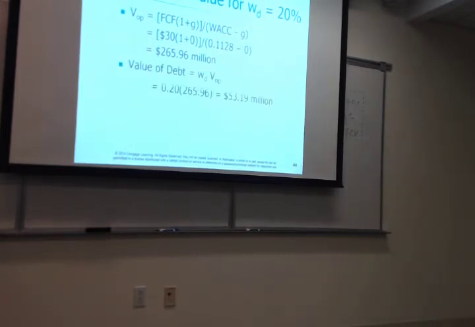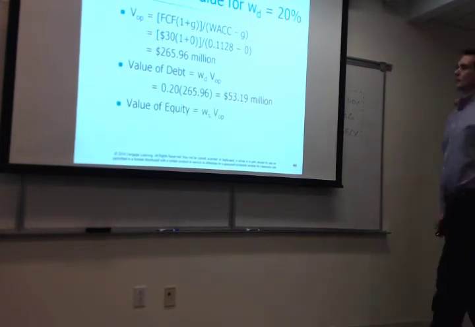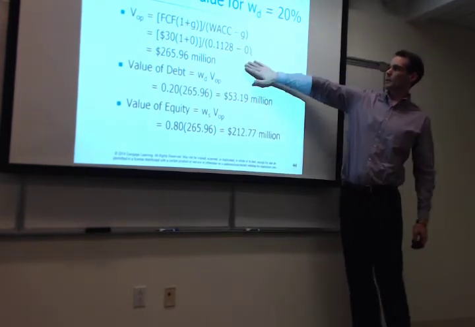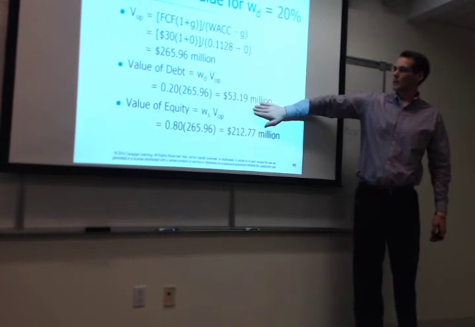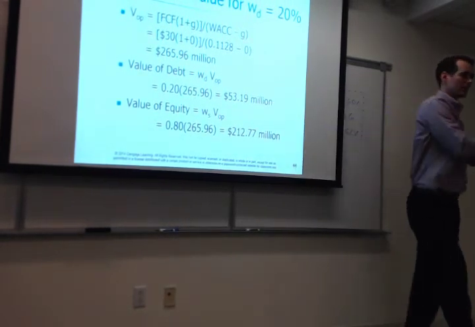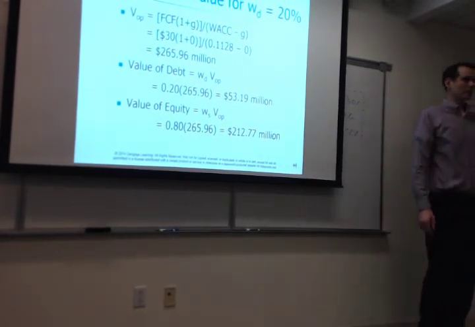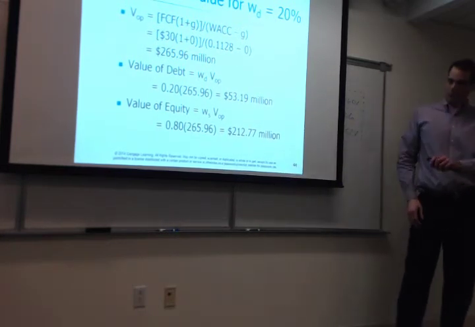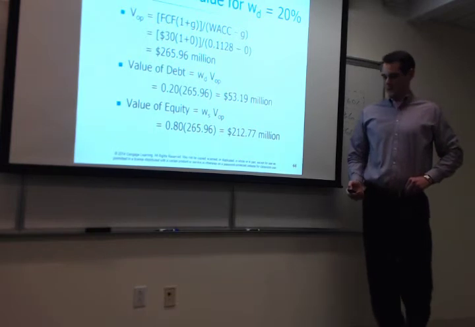What else do we have here? 20% of that is going to be debt. 80% of that is going to be equity. So of that $265.96 million, 53 belongs to the debt holders once we become a 20% debt company, and 212 belongs to the equity holders once we become an 80% equity company.